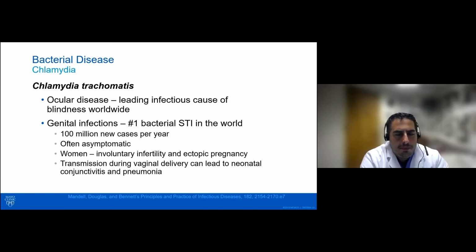It's the number one bacterial sexually transmitted infection in the world, as it can cause genital infections. And the reason is it's often spread asymptomatically. So if you're feeling great, you're not having any purulent discharge from the vaginal or urethral regions, you're likely not going to go see the doctor and say, hey, I think I have chlamydia because I feel great. So we actually see around 100 million new cases per year.